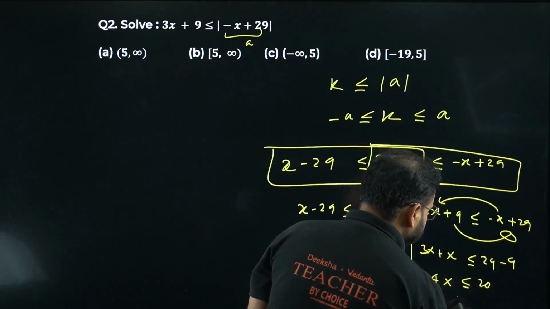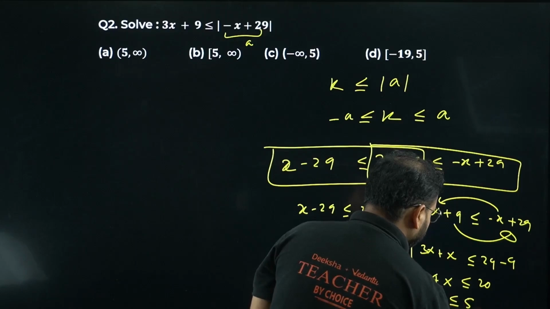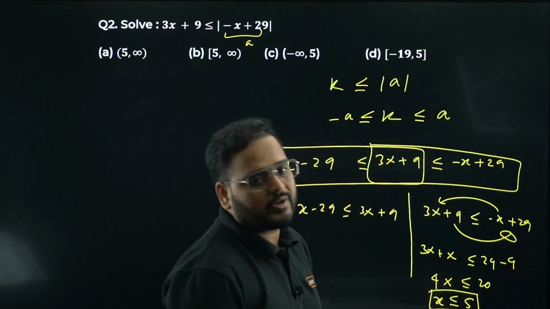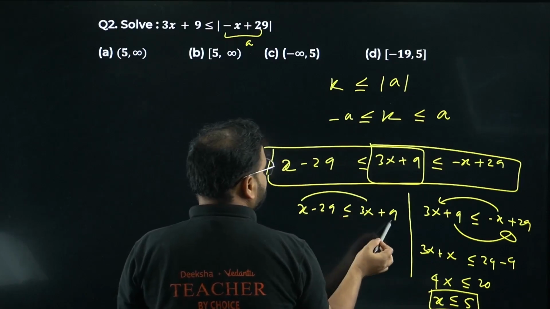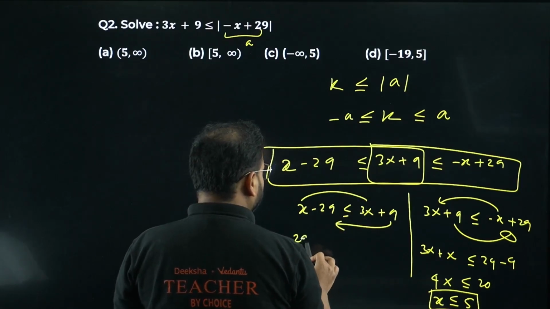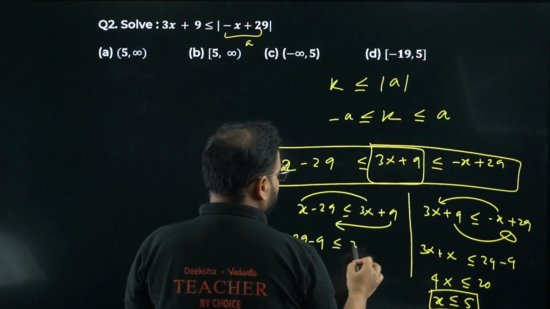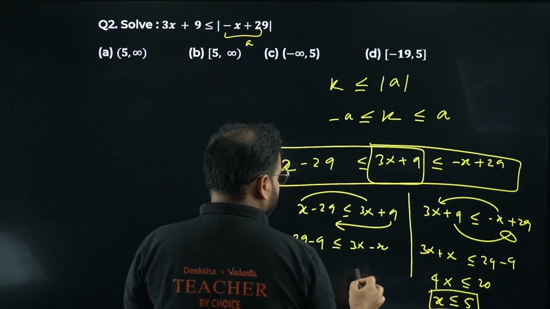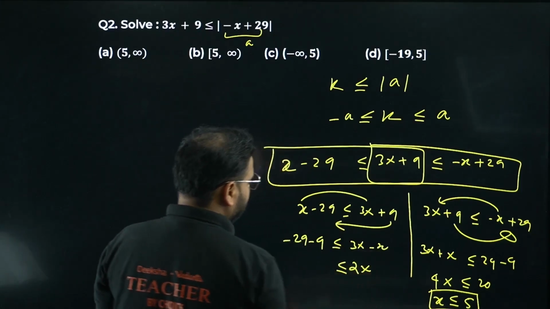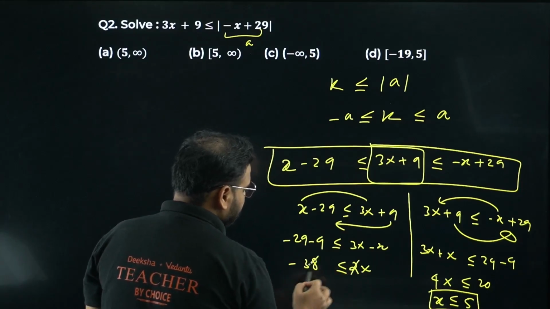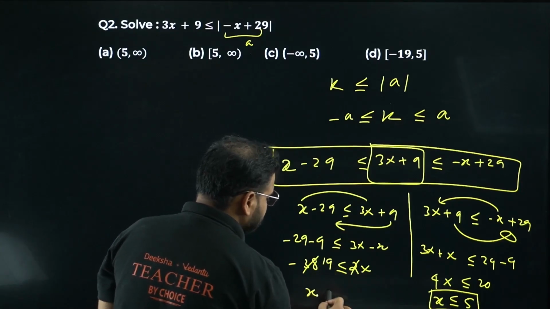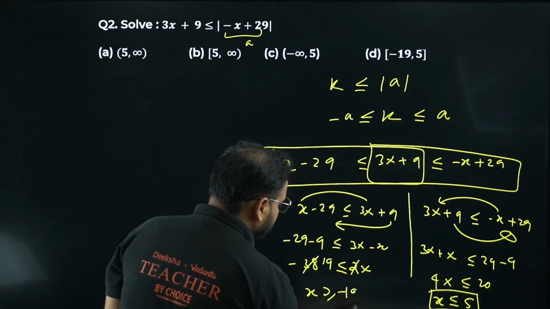So I get here x is less than 5. Not less than, of course, it's less than or equal to. On this side, what do I get? I'll move this x on this side and this 9 on this side. I get again minus 29 minus 9 less than or equal to 3x minus x, giving me 2x. Again, I have over here minus 38. Cancel this 2, I get 19. I'm getting x is greater than or equal to minus 19.